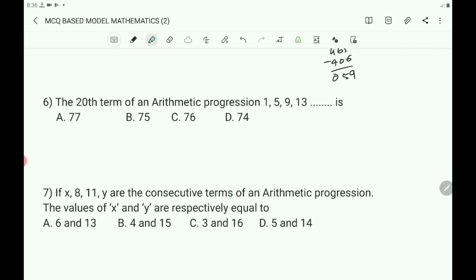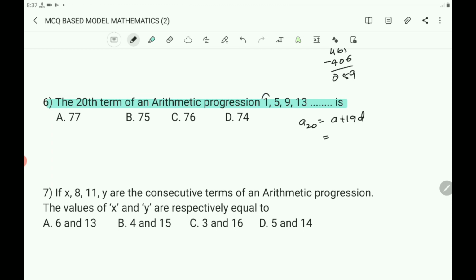What is that question? The 20th term of an arithmetic progression 1, 5, 9, 13 is. 20th term of arithmetic progression 1, 5, 9, 13 and so on is. Here directly you can use the formula. What is asked here? a20. a20 means A plus 19D.